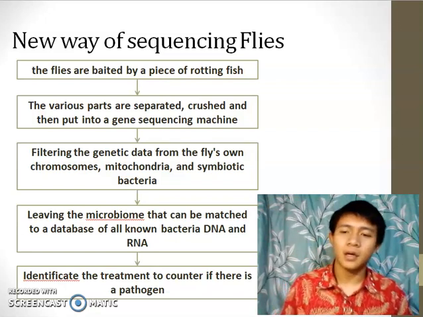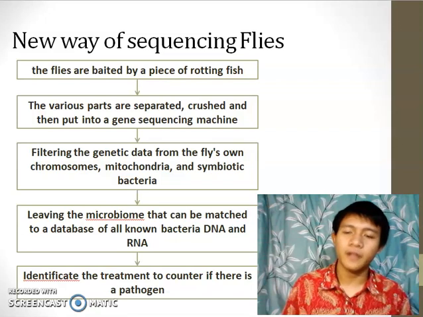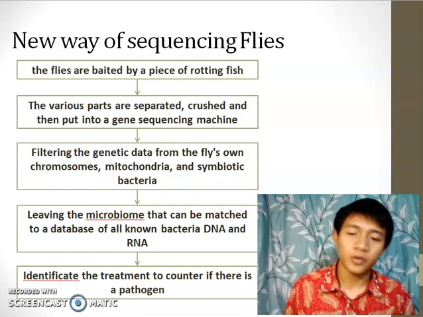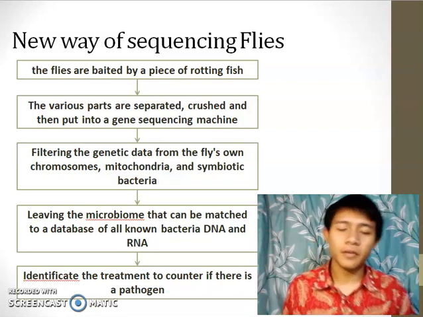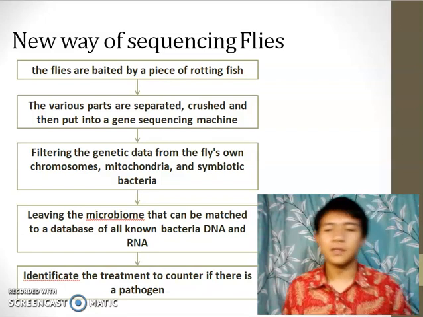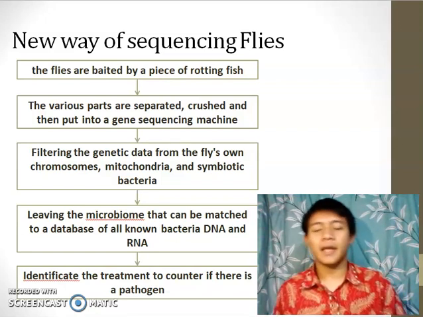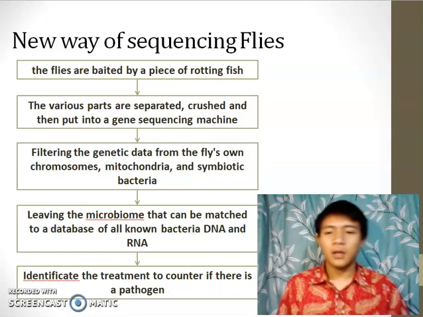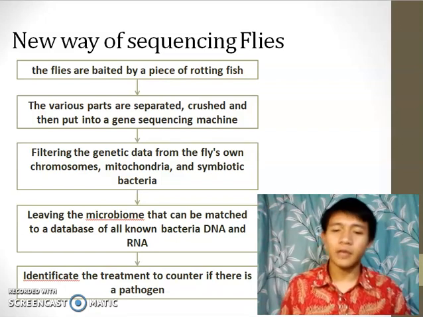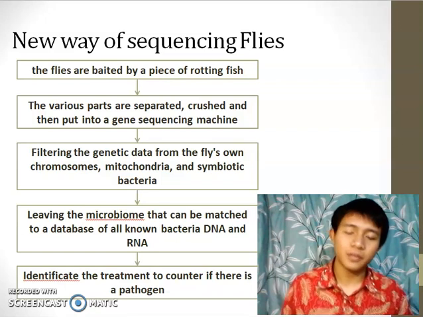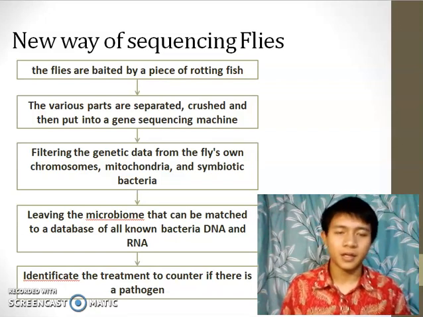And next, the genetic data from the fly's own chromosomes, mitochondria, and symbiotic bacteria will be filtered out. After that, it will leave the microbiome that can be matched to a database of all known bacteria, DNA and RNA. After we know what kind of bacteria we have, we can identify the treatment to counter it if there is a pathogen.